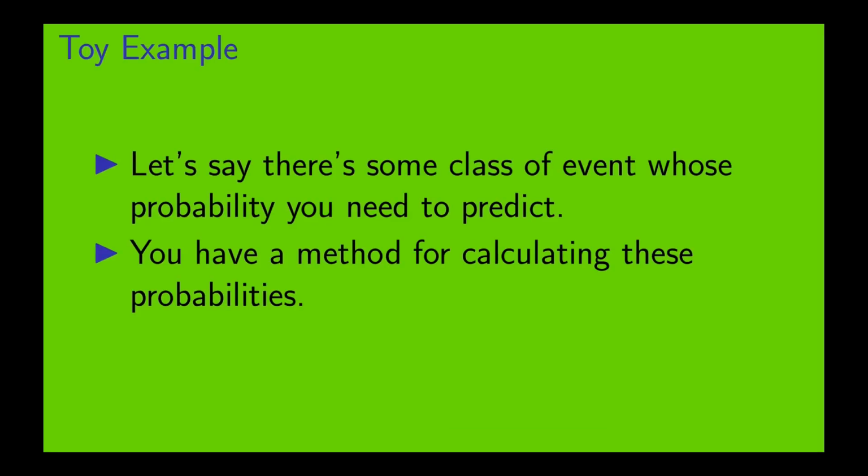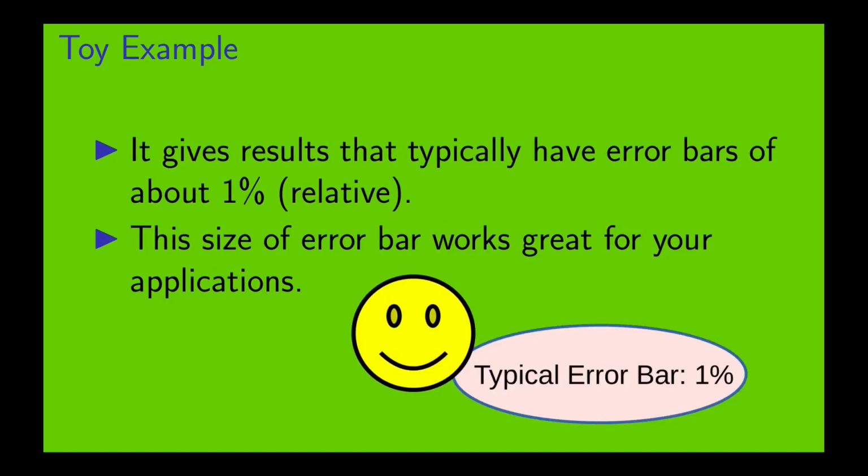To illustrate, first let's look at a toy example. Let's say there's some class of event whose probability you need to predict, and you have a method for calculating these probabilities. This method gives results that typically have error bars of about 1% relative. So say it might give a result of 50 plus or minus 0.5%. The size of the error bar works great for your applications.